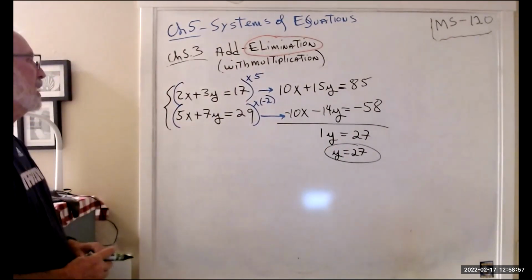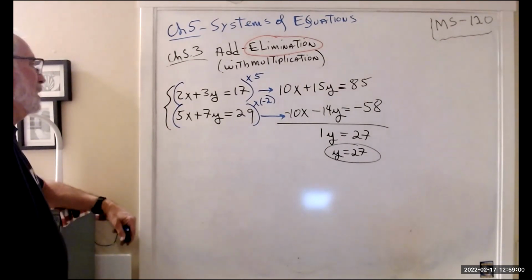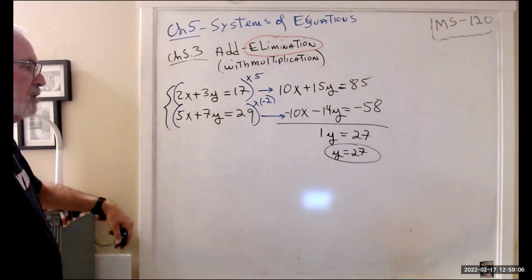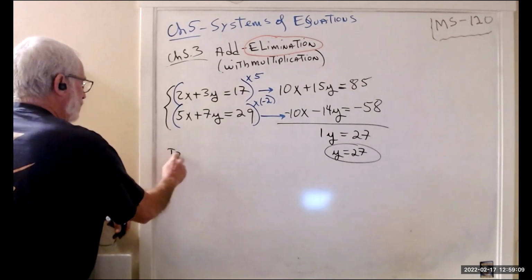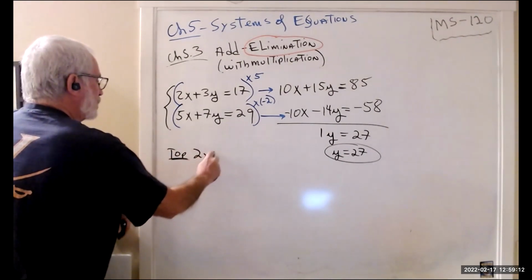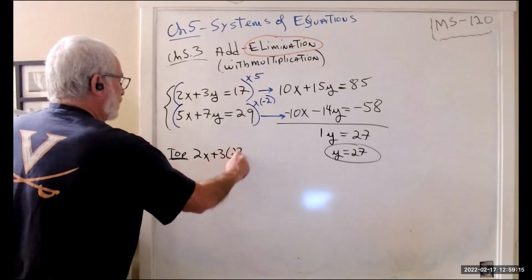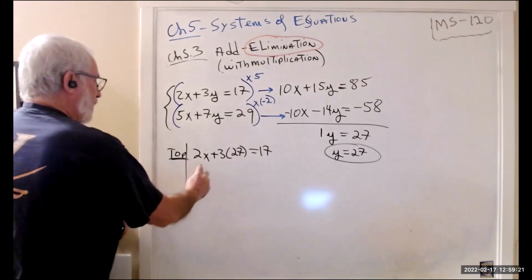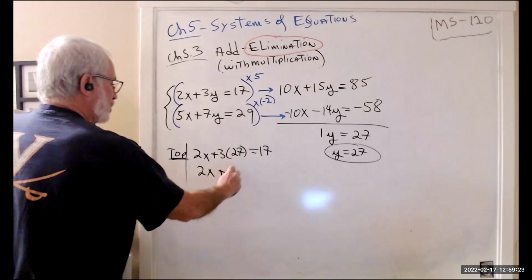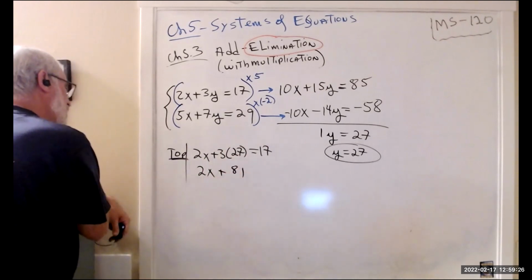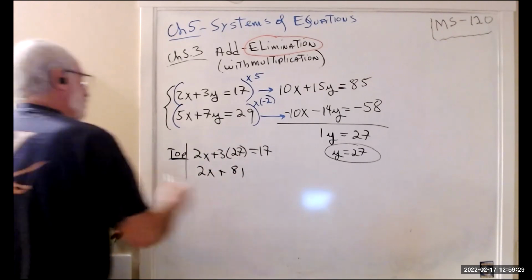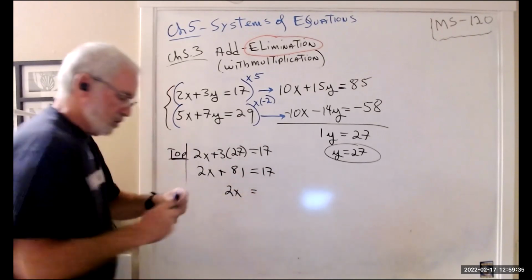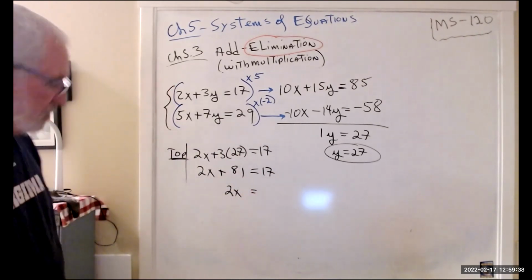Okay, now I need to plug it back in. Neither of these are very nice equations. They pretty much stink. Okay, I guess I'll use the top equation to plug it back in. So 2x plus 3 times 27 equals 17. I'm plugging into the top. So that's 2x plus, I believe that's 81, equals 17. Take away 81 from both sides.